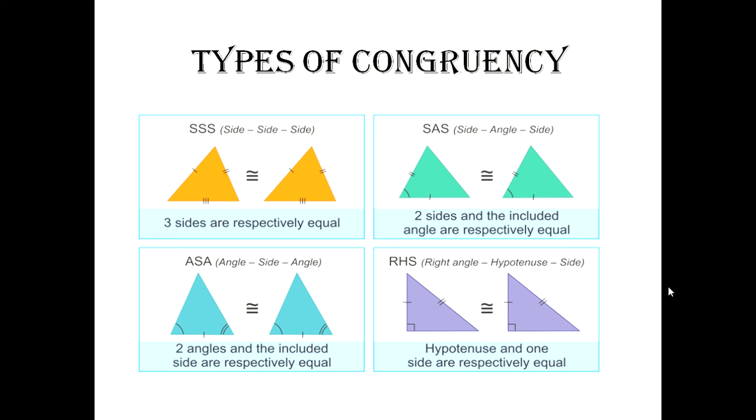Now if the hypotenuse is also equal in both the triangles, hypotenuse meaning the longest side of the right angle triangle, and if any other side other than the hypotenuse is equal in both the triangles, then we can say that one angle is equal, that is the right angle, the hypotenuses are equal, and another side is equal, which means that this falls under the category of RHS congruency.